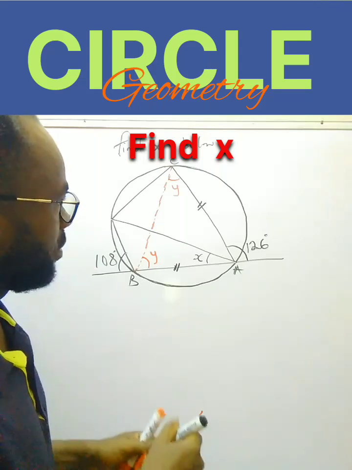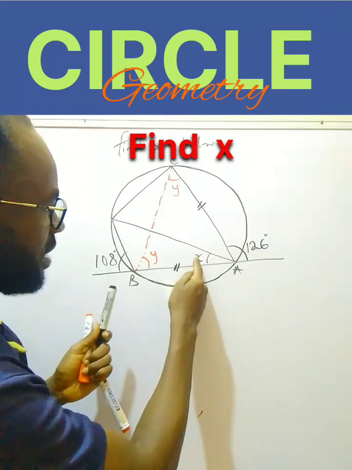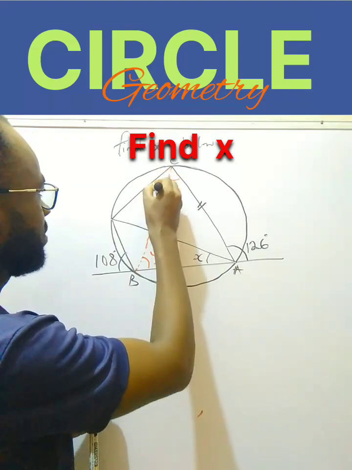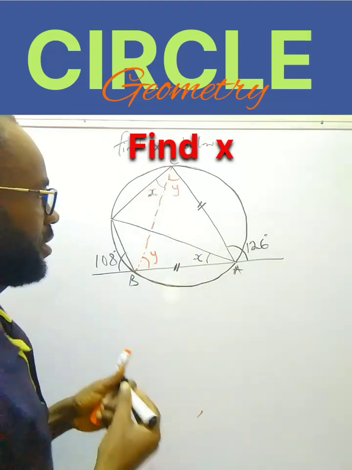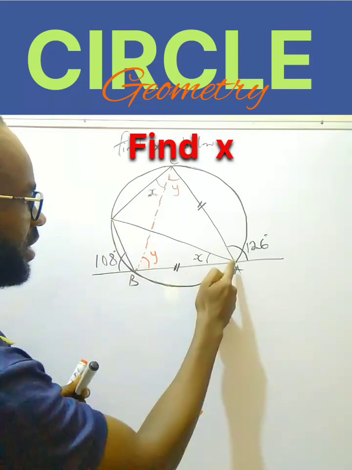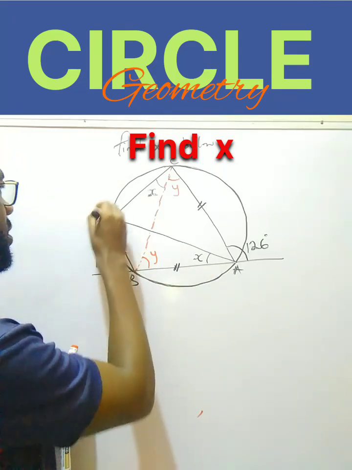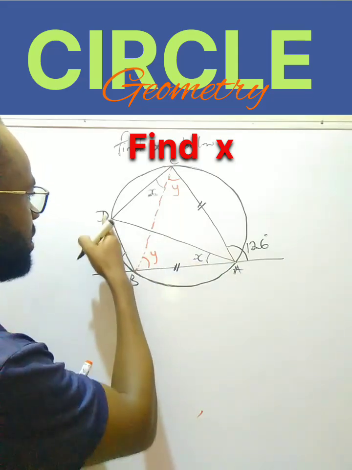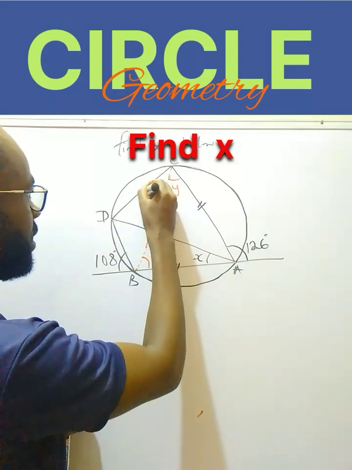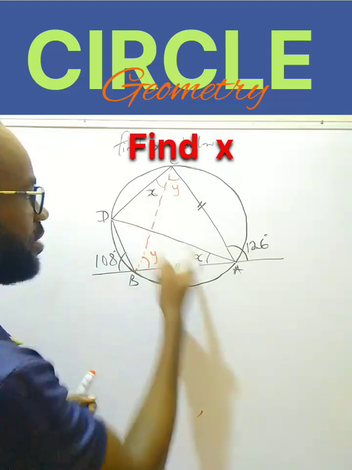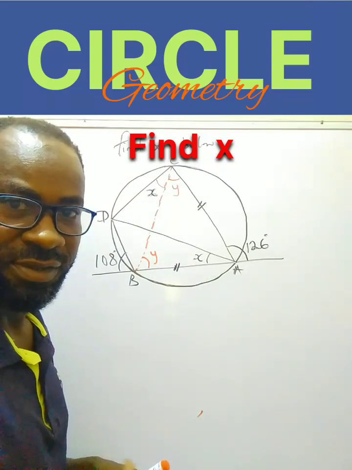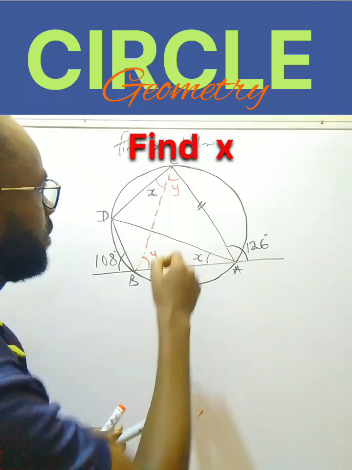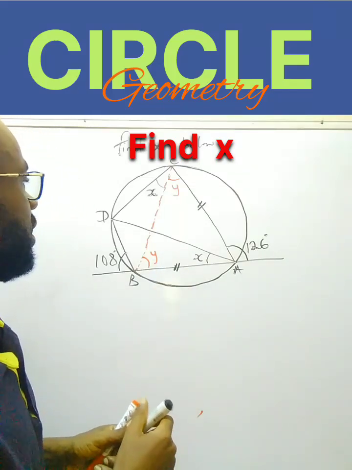Now, if you check, this angle x is also going to be equal to this angle x here. Do you know why? Because they are subtended by the same chord. Let me call here D. So this same chord DB is subtending angle x, and this same chord DB is subtending angle x here. So these two angles are angles in the same segment. You get that?